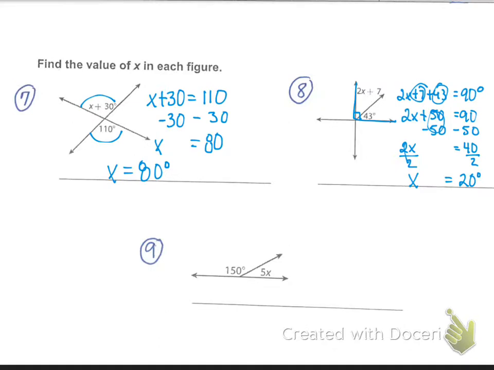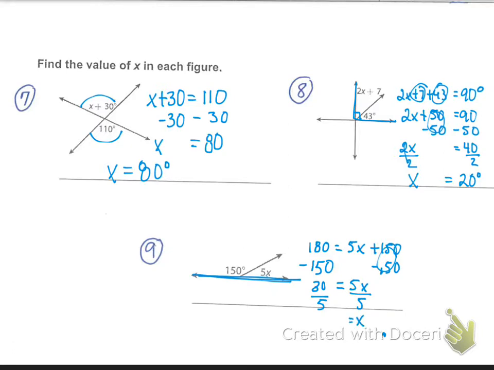Then we have number 9. So number 9 forms a straight line, which means it's supplementary. Straight lines add up to 180 degrees. So we know that 5x plus 150 equals 180. So we're going to subtract 150 first. And I would just like to point out how much smaller an angle that is. So it will be a way smaller number. So we get 30 equals 5x. Divide by 5.